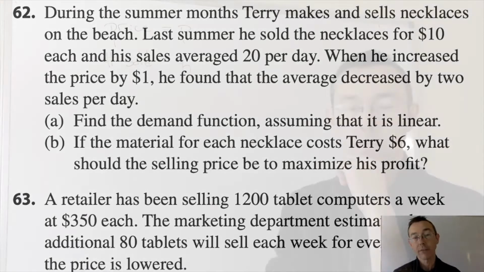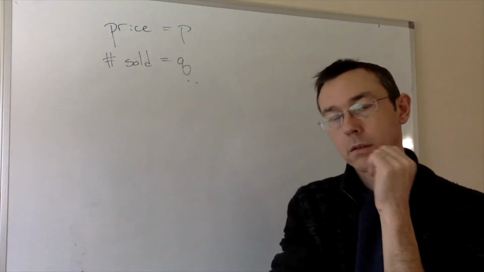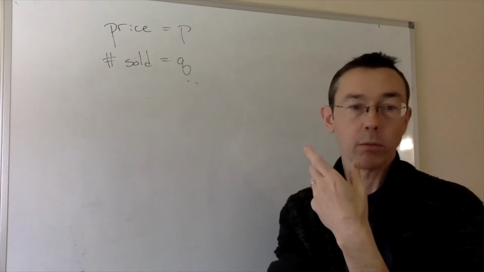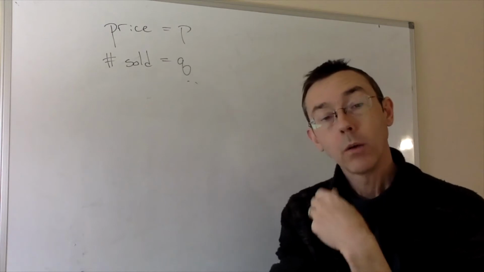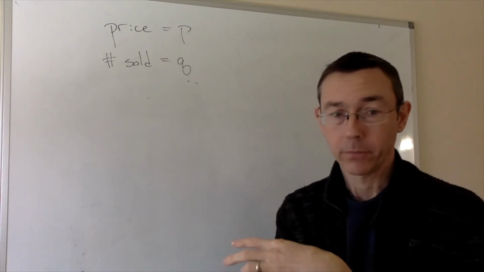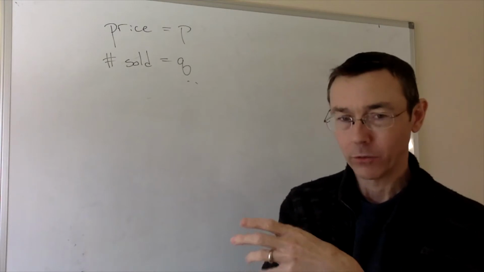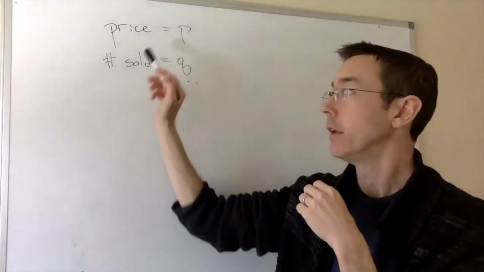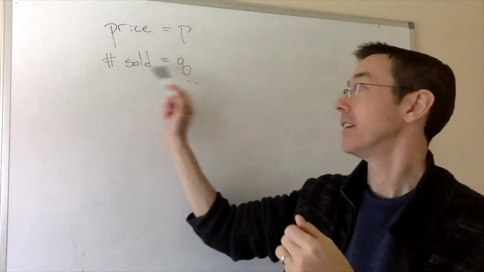get the maximum profits. When we're talking about a demand function, we're looking for a relationship between price and quantity. We'd like to know how many are sold at specific prices. This problem is essentially telling us what our variables need to be. Price, let's call it P, and number sold, quantity, let's call it Q.